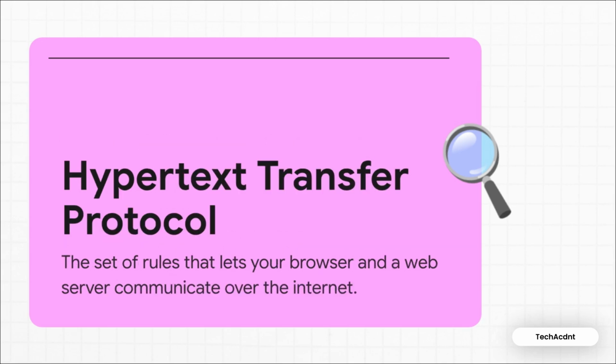But how do they actually talk to each other? Well, they need a common language, a set of rules for the conversation, and that language is HTTP, the Hypertext Transfer Protocol. You'll also see HTTPS, where the S stands for secure, which just means the whole conversation is encrypted for privacy. It's the protocol that makes sure the client and server understand each other perfectly.